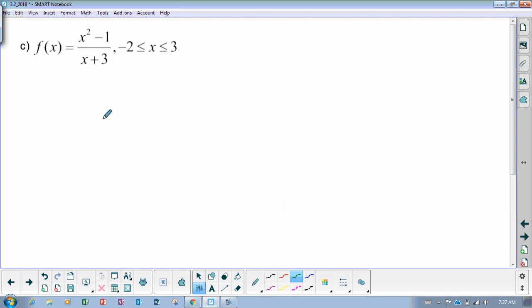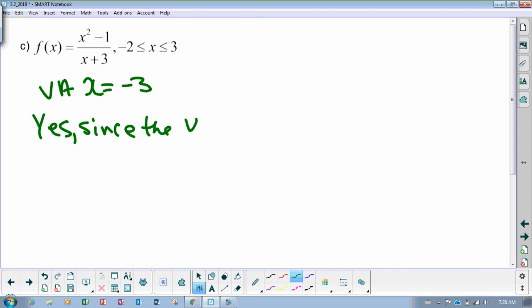So the last one we're looking at right here. So once again, our domain, there's a vertical asymptote at x equals negative 3. Negative 3 is outside the domain. So yes, since it is outside the domain.